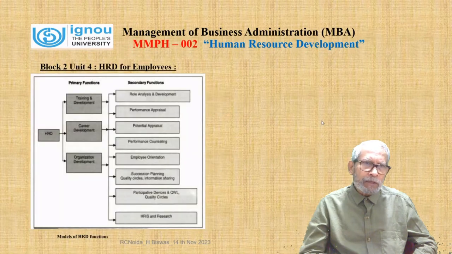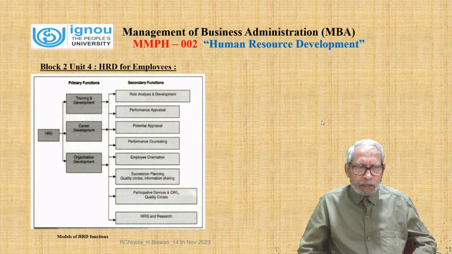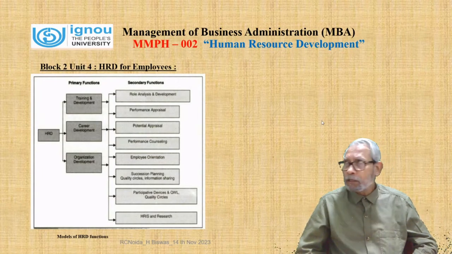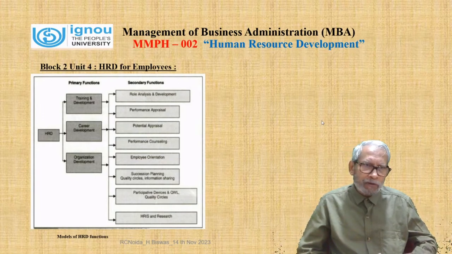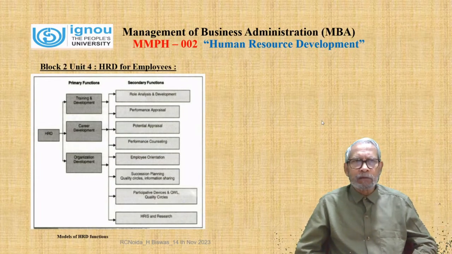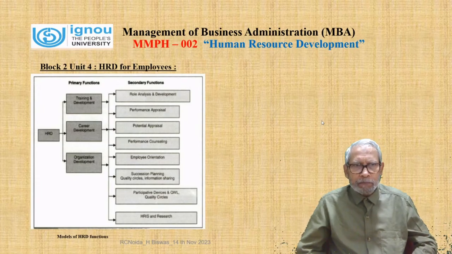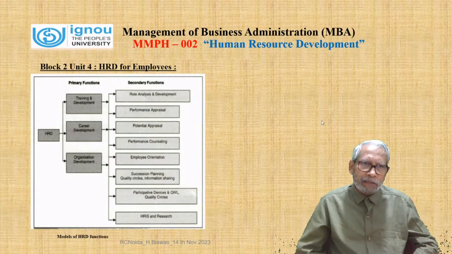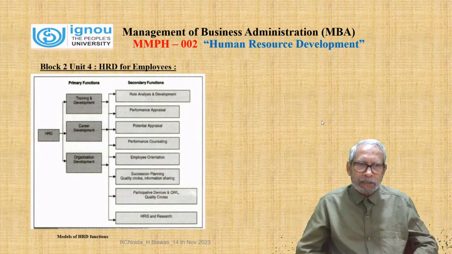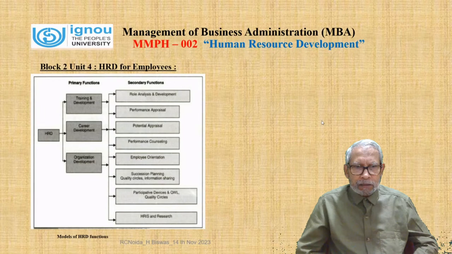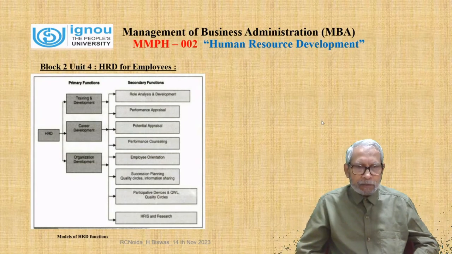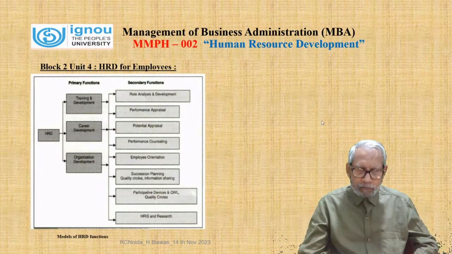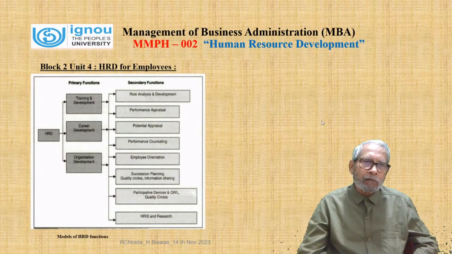Now here are some flow diagrams. The HRD has training and development, career development, and organizational development. There are three primary functions: T&D, career development, and OD, in short organizational development. Now the secondary functions of all three main functions are role analysis, performance appraisals, potential appraisals, employee orientation, succession planning, participative devices, quality circles, and human resource information systems, and research. That is basically the model of the HRD functions.